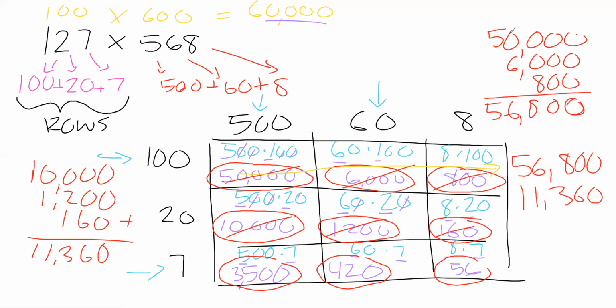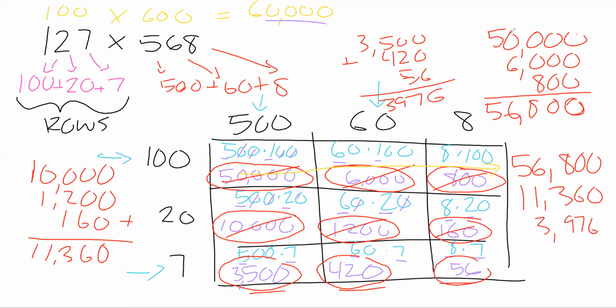And then we're going to add up these last 3 right here. I'm going to pop up and do that here. So 3,500 plus 420 plus 56. So 6, 7, 9, 3. So that's 3,976. And now I'm going to add all 3 of these rows.